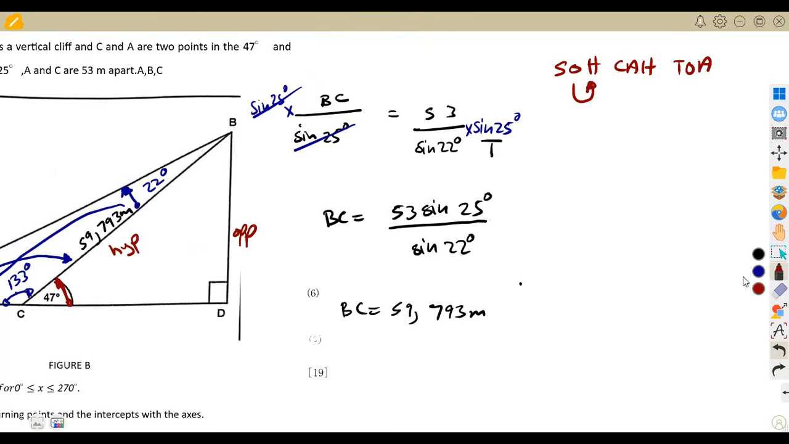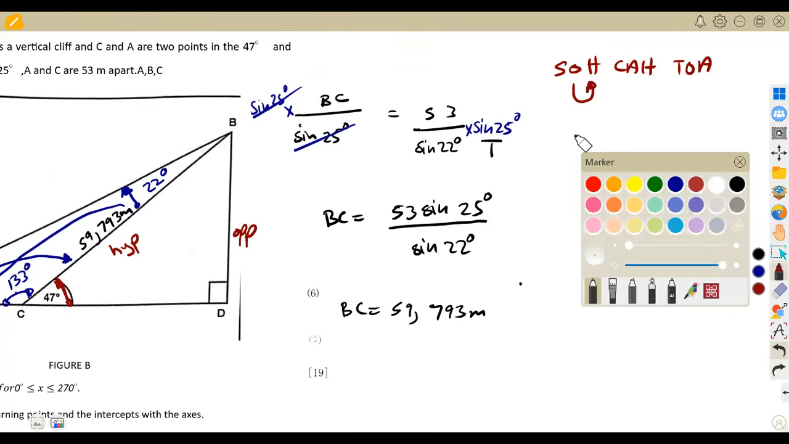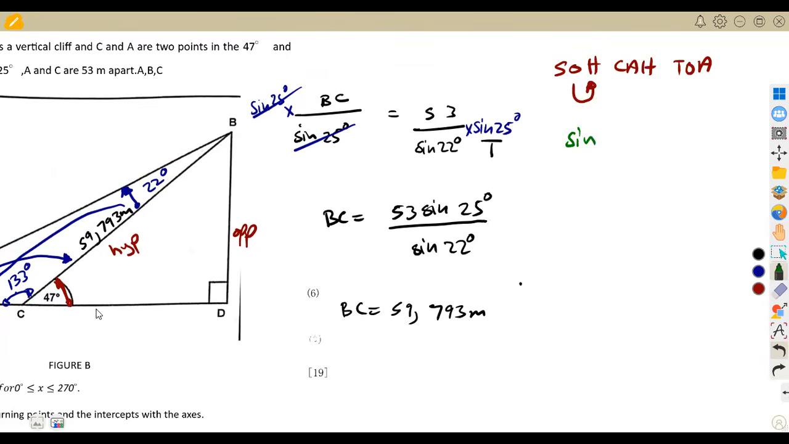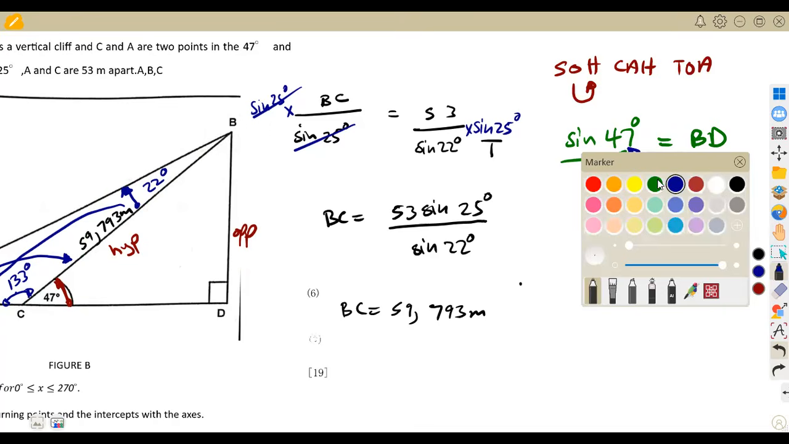Sine of theta is opposite over hypotenuse. So writing this, the sine of theta, where theta is the angle of 47 degrees, is equal to the opposite, which is the side we are supposed to calculate, BD, over the hypotenuse, which is the one we calculated, BC, that's 59,793. So this is the same as over 1. You can cross multiply to calculate BD in that case.